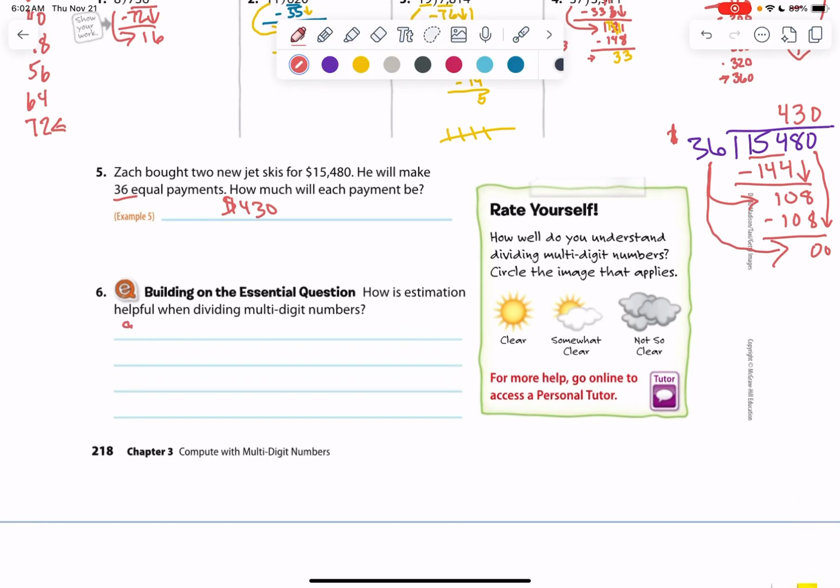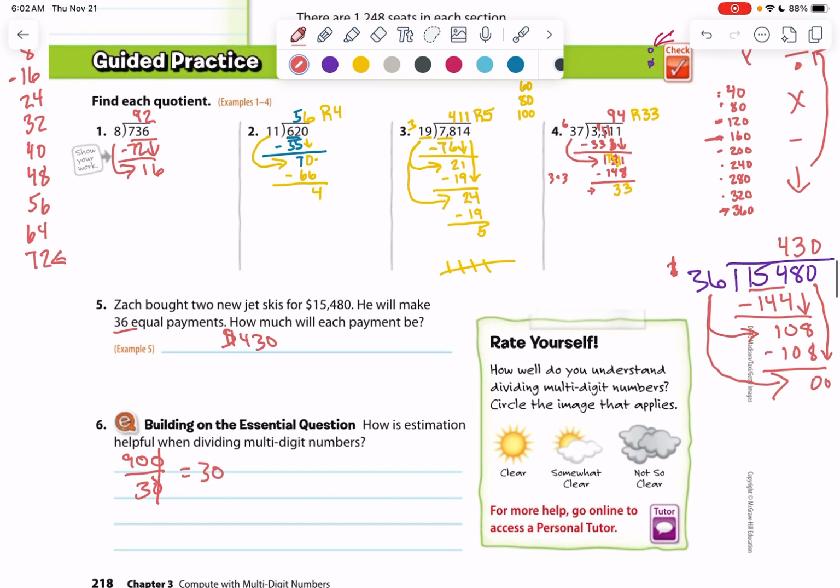So we estimated 900 divided by 30. 9 divided by 3 is 3. There's 1 0 there. And that helped us know the quotient's going to be about 30. The quotient's probably going to have 2 digits. That was useful. Another thing we did is we rounded the divisor, like we rounded 37 to be approximately 40, and then skip counted by 40s, 80, 120, in order to figure out how many times 37 would go into the first part of the dividend.